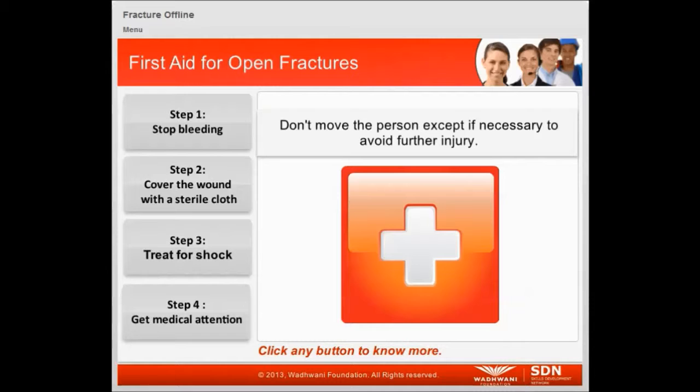Let us now learn the steps to administer first aid in case of an open fracture. Remember, don't move the person except if necessary. This helps avoid further injury.